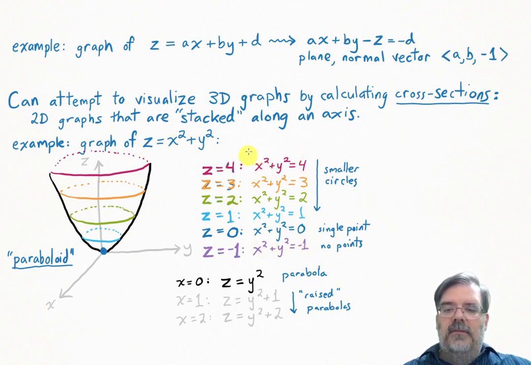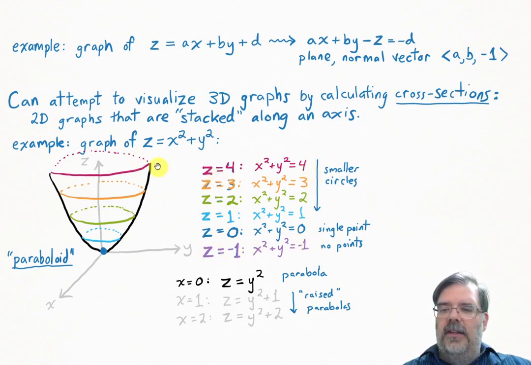In this case, I chose this example because it's easy to see that these are the equations of circles with a radius which is getting smaller and smaller. When z equals 0, x squared plus y squared equals 0, that just corresponds to a single point, (0, 0). And for any negative values of z, there are no solutions, which in this case means there are no points on this surface which have negative z coordinates.